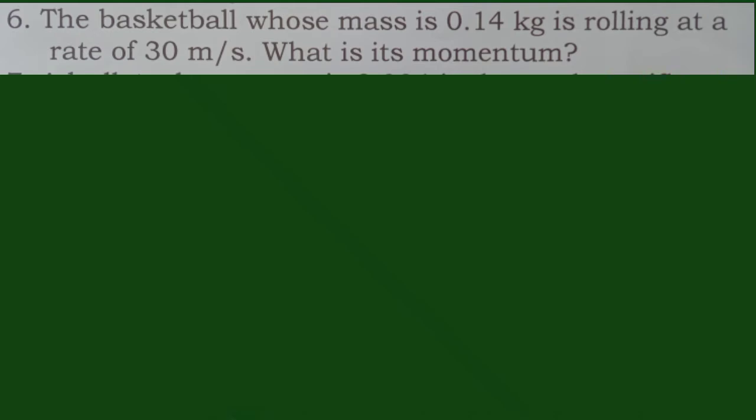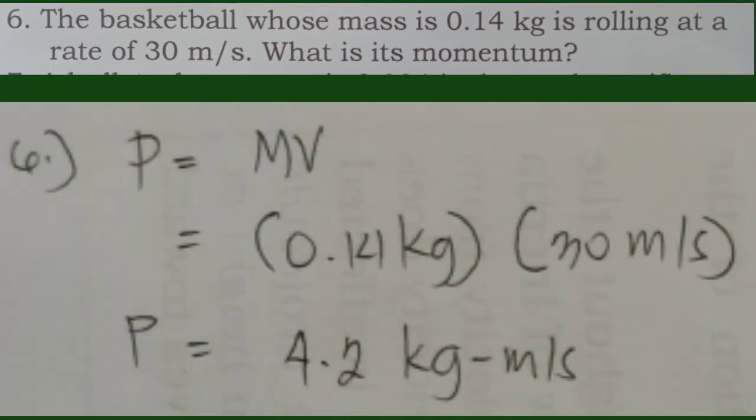Question number 6. The basketball, whose mass is 0.14 kilograms, is rolling at a rate of 30 meters per second. What is its momentum? The formula for momentum is equal to mass multiplied by velocity. The value of mass is 0.14 kilograms. The value of velocity is 30 meters per second. So we are going to multiply the two given numbers. 0.14 kilograms multiplied by 30 meters per second. So the answer is 4.2 kilograms dash meter per second.